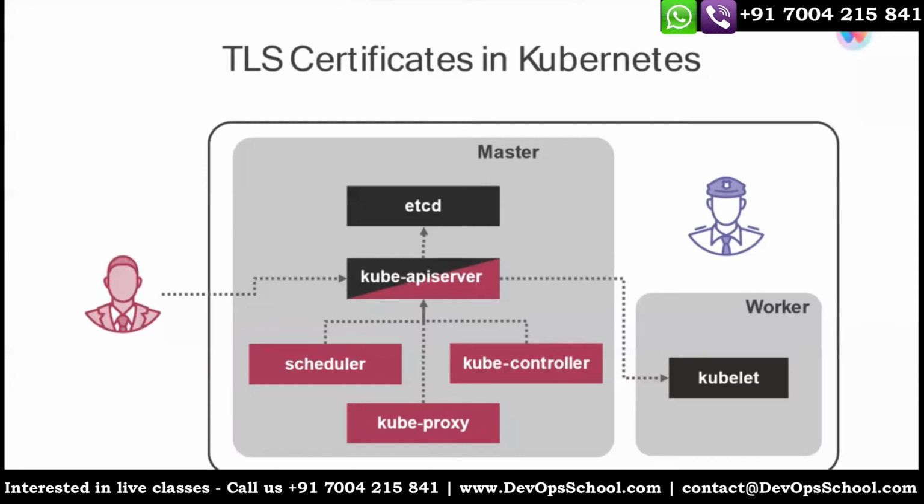Look at the arrows. The end user from the left side is talking to the API server. Scheduler is also talking to the API server. Proxy also is talking to the API server. Controller is also talking to the API server. API server talks to etcd. And API server talks to the kubelet. So this whole relationship of the client and server mechanism, you can set it up.